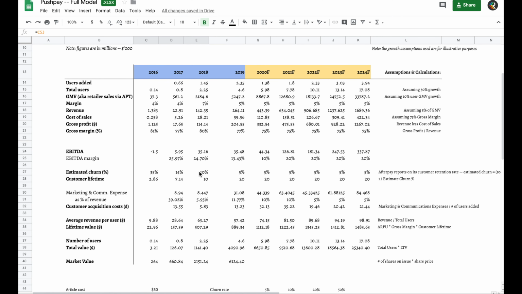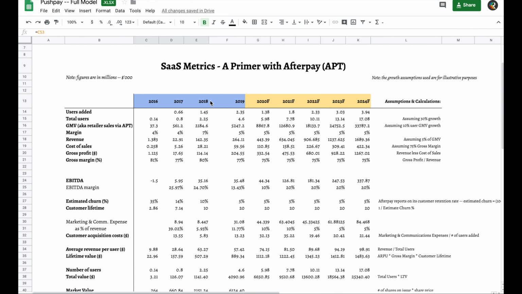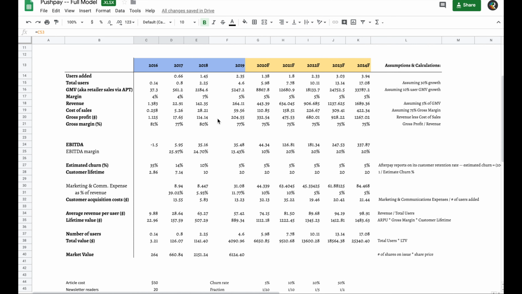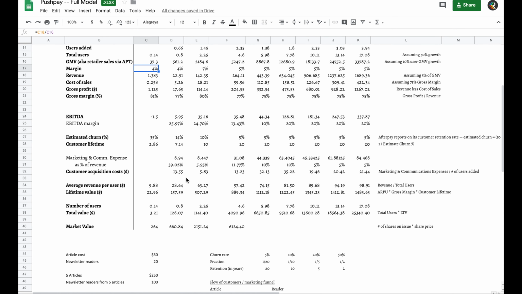So up here, we have Afterpay statistics, and these are just pulled from their reporting suites. As I said, you can estimate total users, or you can get it straight from the analyst pack. We've got margin statistics. I'll go through all these in just a moment. We've got the marketing and communications expense. This is from the notes in the financial report, and I'm using this as a proxy for how much it costs to get a user.